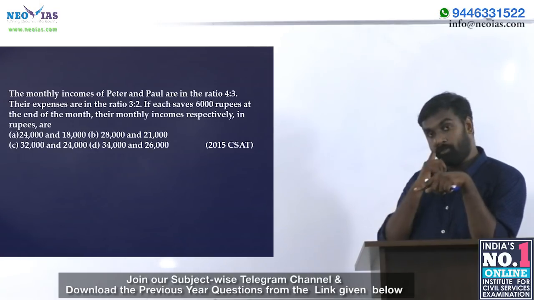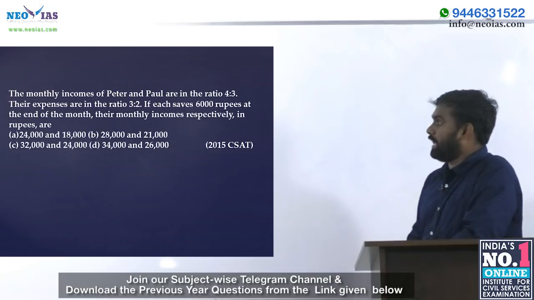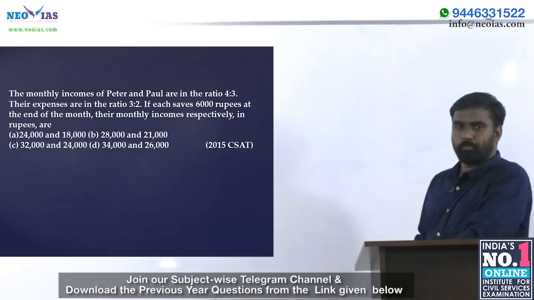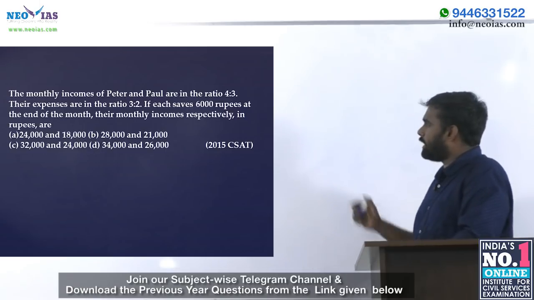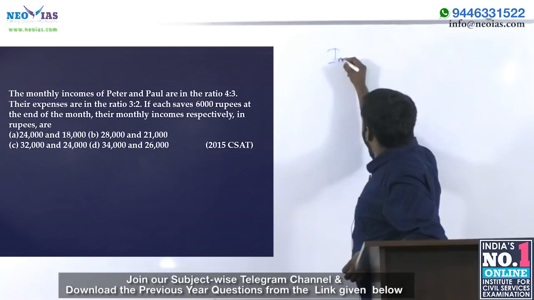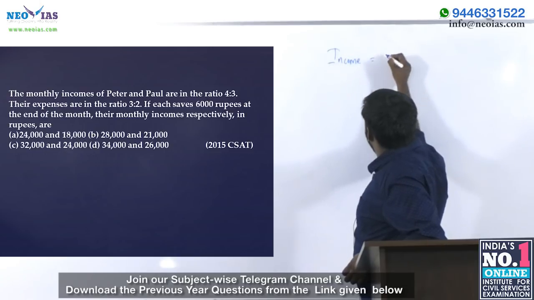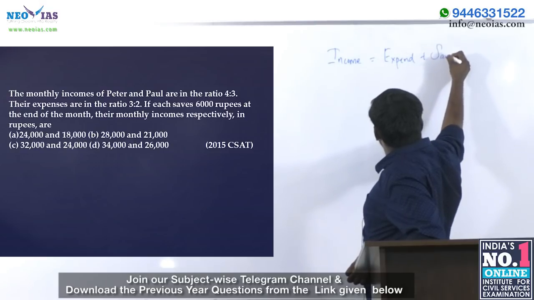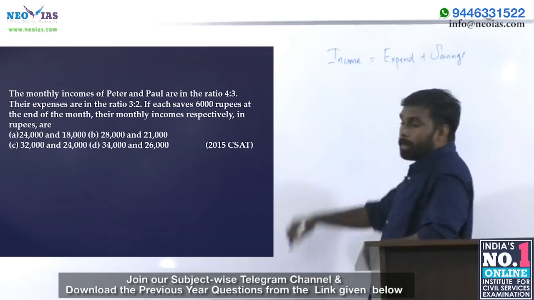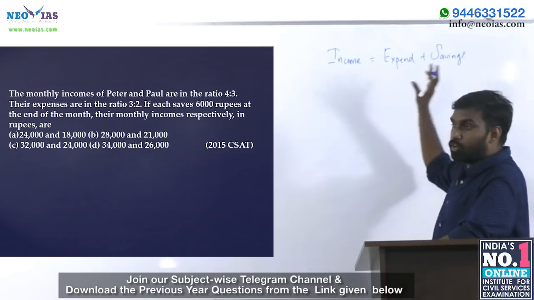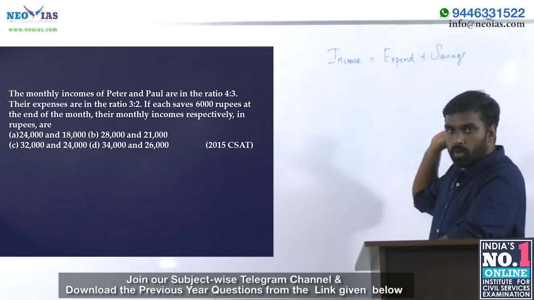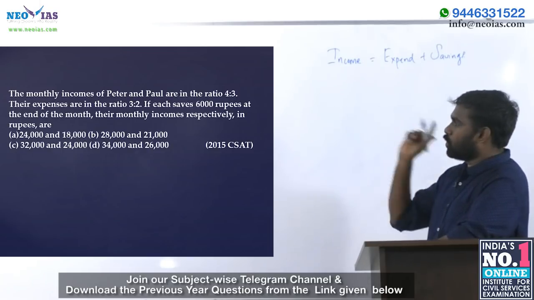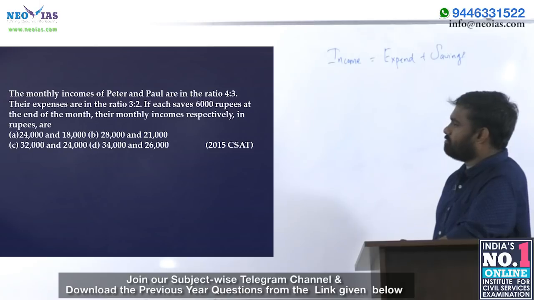Here the first question, which is from 2015, is that the monthly incomes of Peter and Paul are in the ratio 4:3. This is related to income and expenditure. So, what is the relation? Income equals expenditure plus savings. That is the basic idea we need to know to solve this problem, along with the idea of ratio.